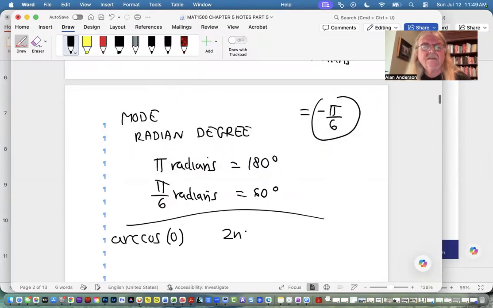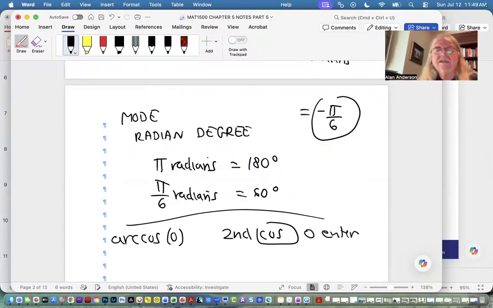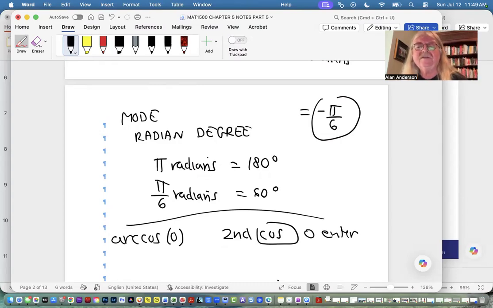So hit second cosine 0. All right, let's see what that gives us. Right now I'm in the radians mode. 1.5707. I'm sure that's a function of radical 2. Let me just double check.